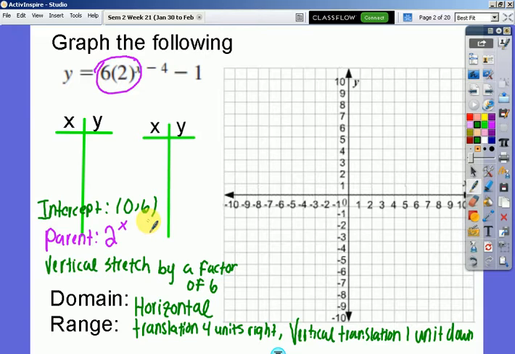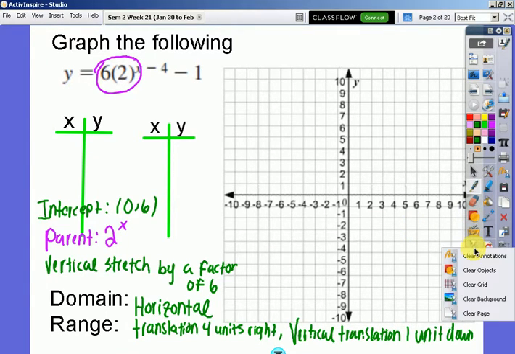Do you have any questions about identifying the intercept, identifying the parent function, and describing the transformations for an exponential function? Okay. Go ahead and write that down. I'll erase it, and then we'll start graphing it. Okay, so I'm going to go ahead and erase this before I start the actual graph.